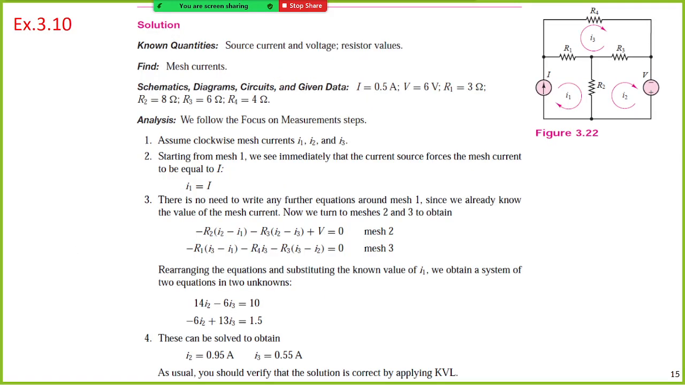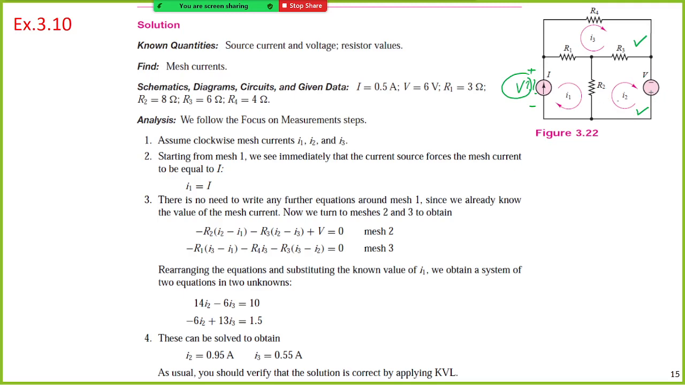Okay, let's see some examples with mesh current. We have three meshes here, but in this case we have a current source. If we have a current source, we don't know the voltage across the source, right? This is the problem. So we will establish the KVL for mesh 2 and mesh 3 only here.